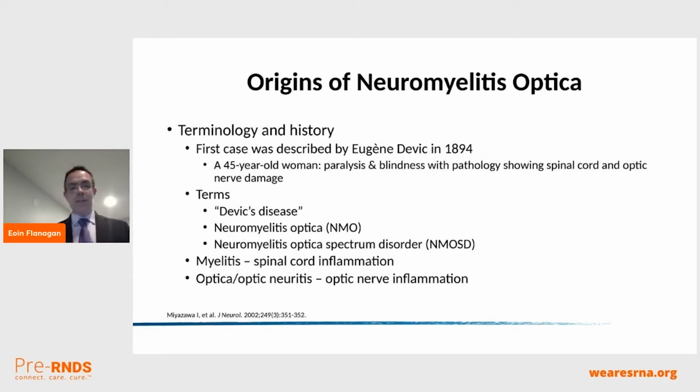The term myelitis, which is part of the terminology, means spinal cord inflammation, and we know that this disease particularly affects the spinal cord. The optica part of it refers to optic neuritis, and the neuro refers to it being a neurologic disease. But not all patients will have both myelitis and optic neuritis, and therefore the term neuromyelitis optica spectrum disorder was used to note that some patients will only have myelitis and might have multiple episodes. Other patients will only have optic neuritis. And other patients can have brain involvement without involving the spinal cord or optic nerve, but still have NMOSD.